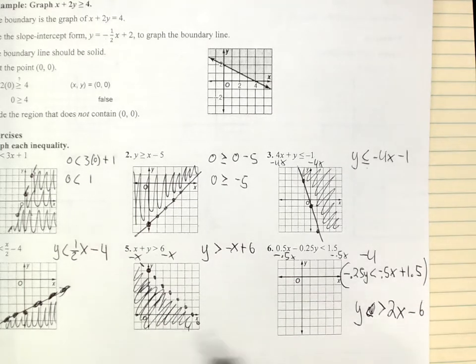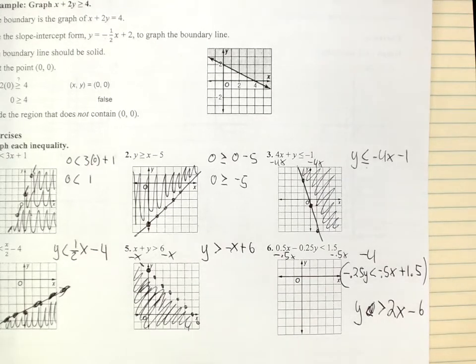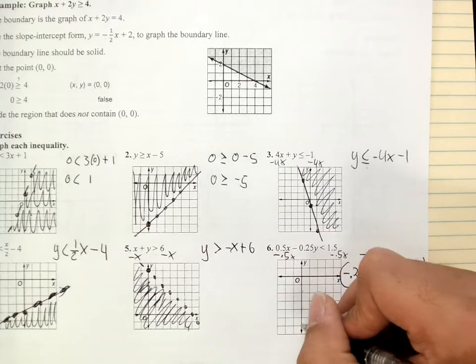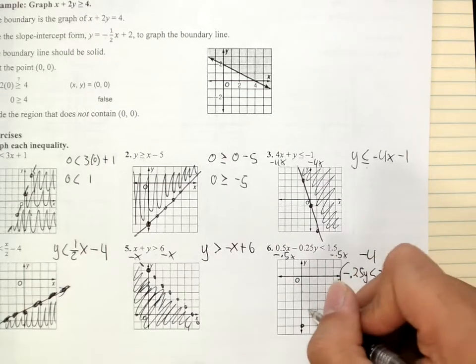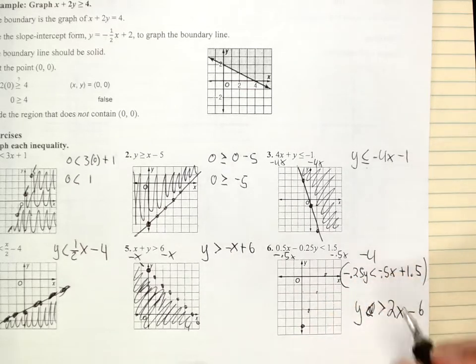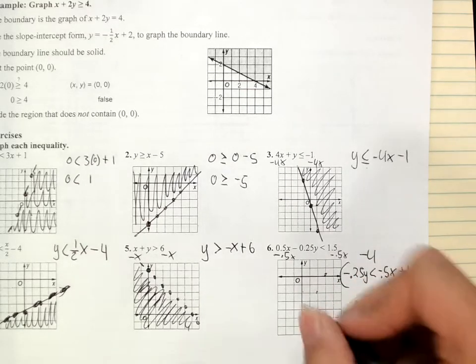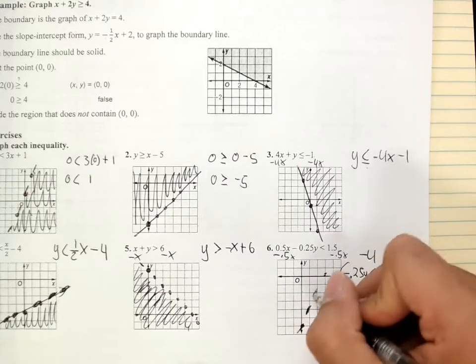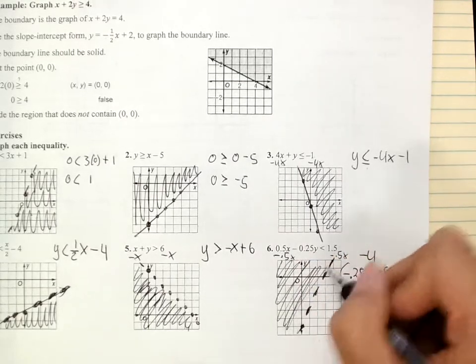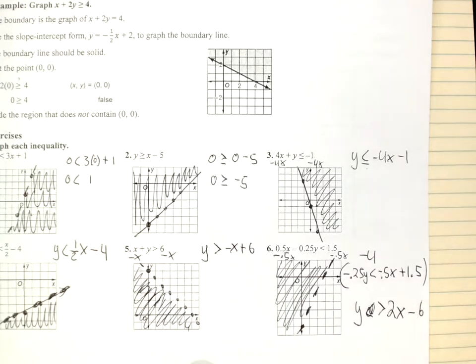So you know you're going to shade on this hand side. So negative 6, 2, 4, 6, positive 2 is going to go up this way. And it's going to be a dotted line since it's not equal to. And we're going to shade this side since it's y is greater than.